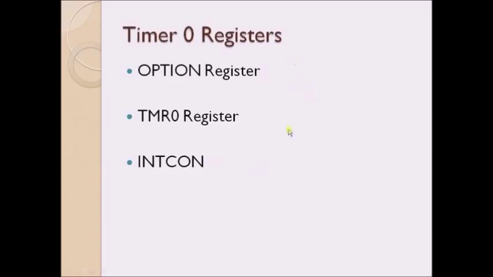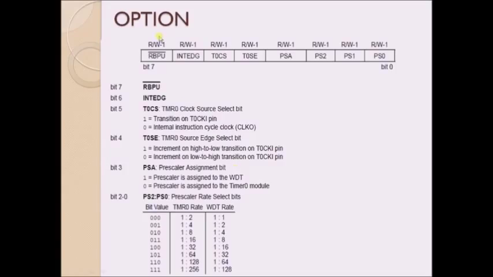So these are the registers which I need to program when I'm using Timer0. Okay, option register, Timer0 register, and then INT, that is interrupt control register. So let us start with the option register. Now we'll start with bit 7, which is our MSB.